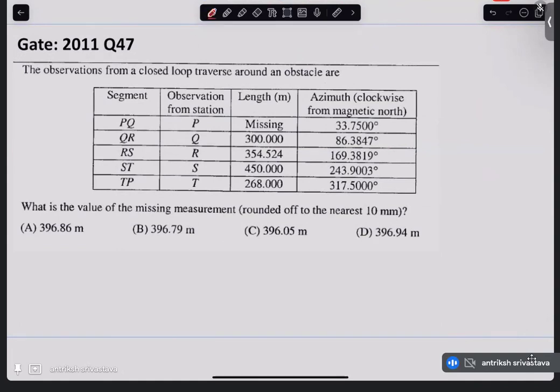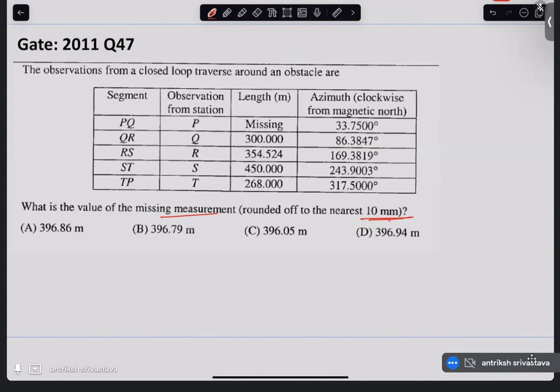GATE 2011, question number 47. The observations from a closed loop traverse around an obstacle are given. Now, what is the value of the missing measurement, rounded off to the nearest 10 mm?